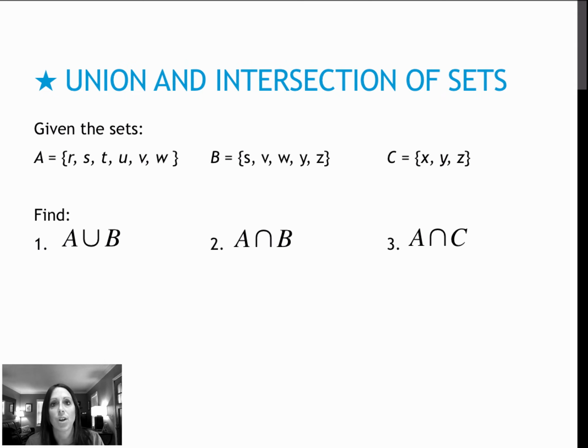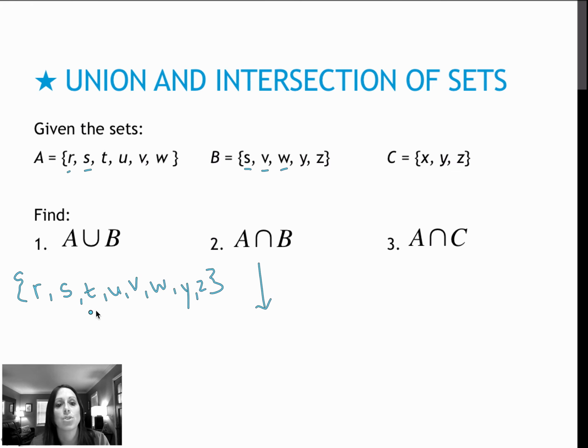Here are a few for you to try on your own. So my first one, I have A union B. Remember, union means all of the stuff that's in one or the other. So this is basically going to be a list of everything that occurs in either one. So R, which comes from A, S, which comes from both of them, T, U, V, W, and that's all of the stuff from A. I've already used S, I've already used V, I've already used W, but now I still have Y and Z. So that is the union of the two sets. It's what belongs in either one of them.